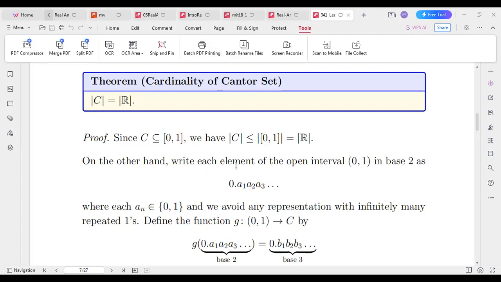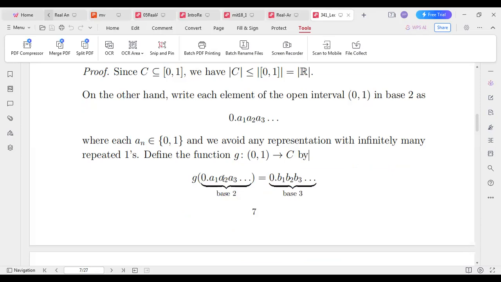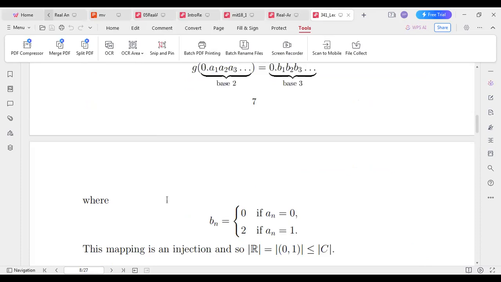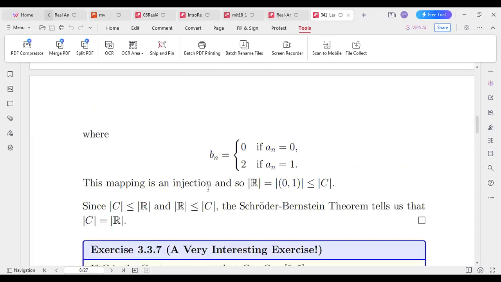On the other hand, write each element of the open interval (0, 1) in base 2. So in base 2, we write 0.a1 a2 a3 and so on, where each an belongs to {0, 1}. And we avoid any representation with infinitely many repeated ones. Define the function z from the open interval to C by this. This is the z function, from base 2 to base 3. So bn is 0 if an equals 0 and bn is 2 if an equals 1. Thus the mapping is an injection. Injection means what? One-to-one.